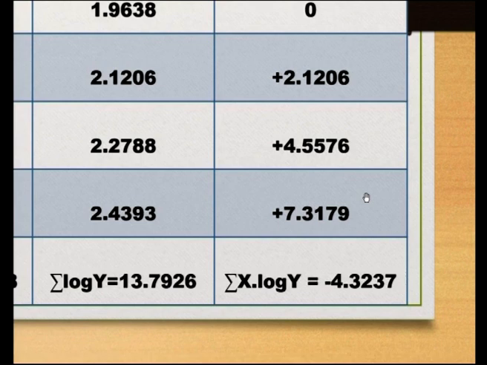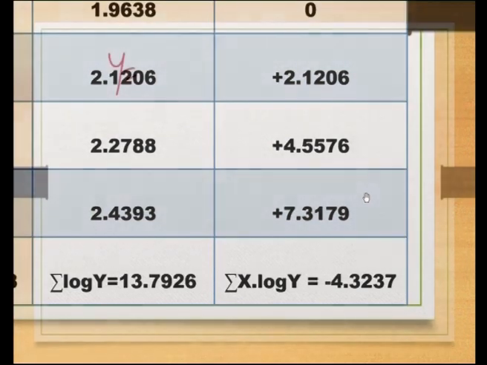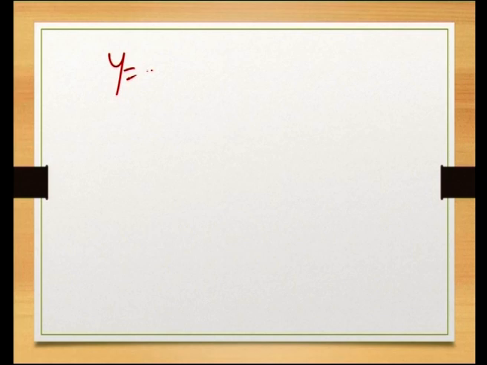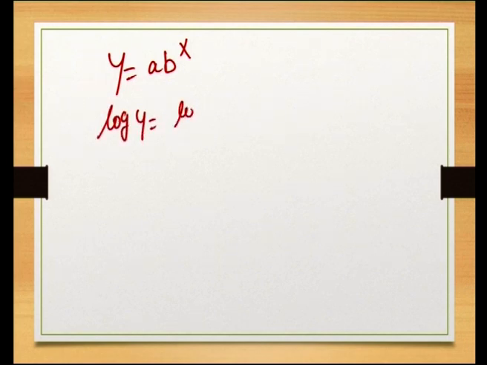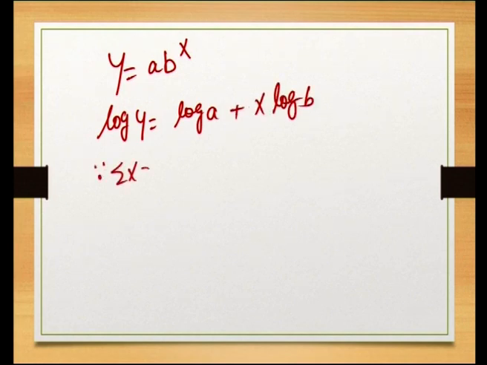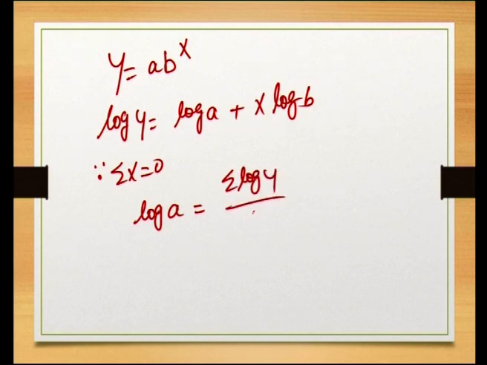So, after calculating the respective summation values, we have to compute a and b values now. For fitting the equation y is equal to a into b power x, taking logarithm, log y is equal to log a plus x into log b. Since the summation x is 0, we use the direct equations, that is log a is equal to summation log y by capital N, that is 13.7926 divided by 7, and this value is 1.97.